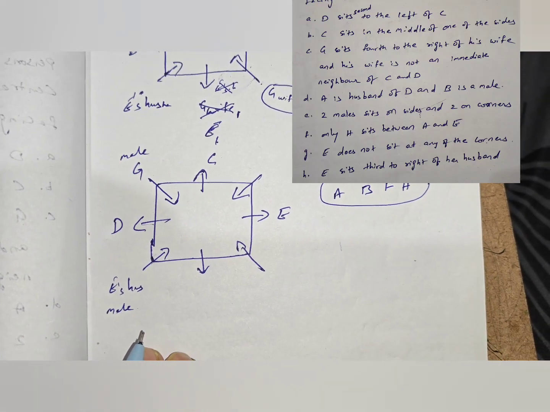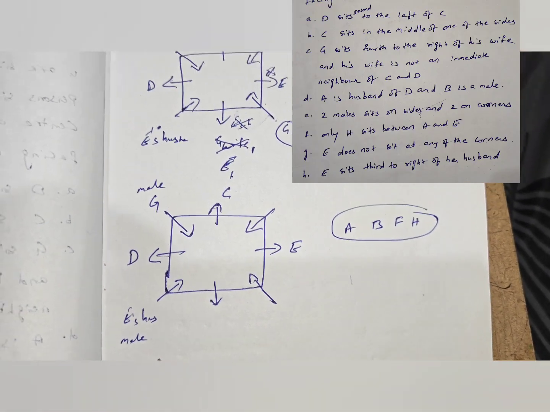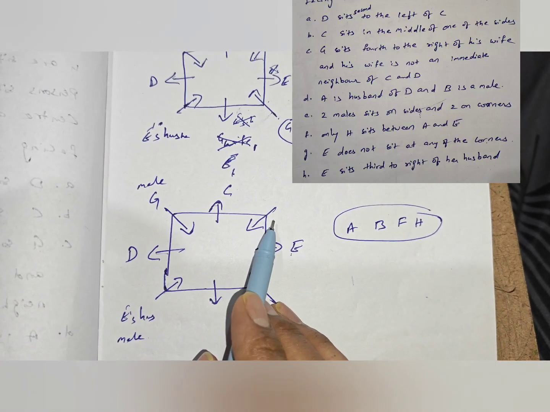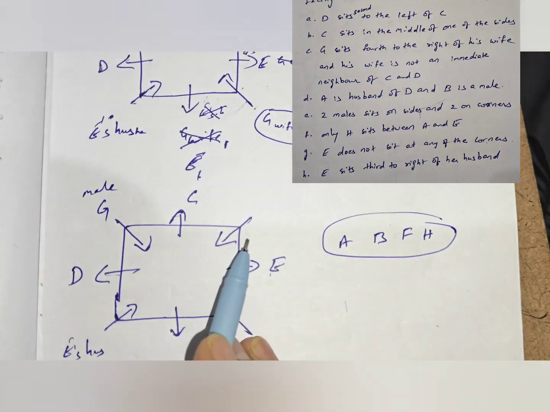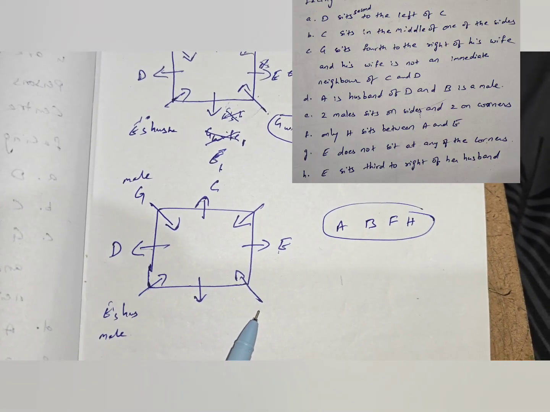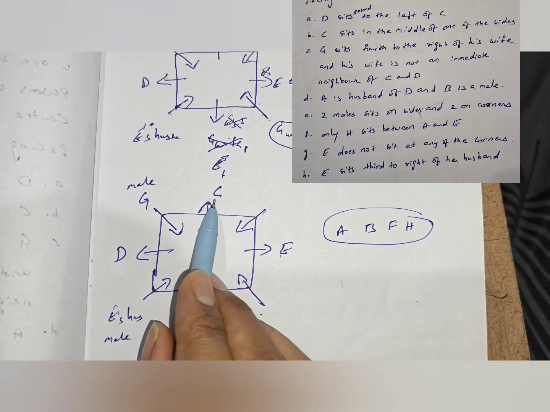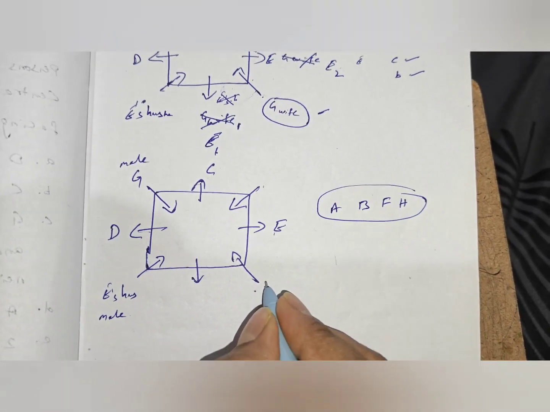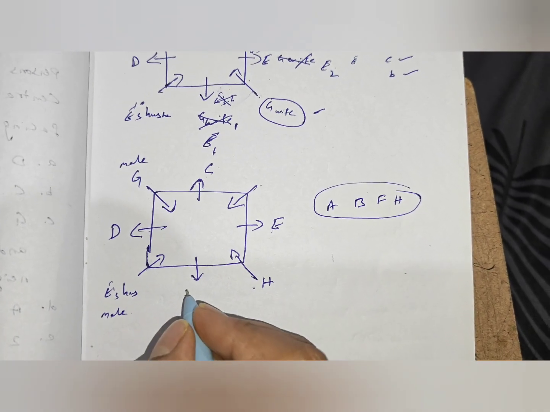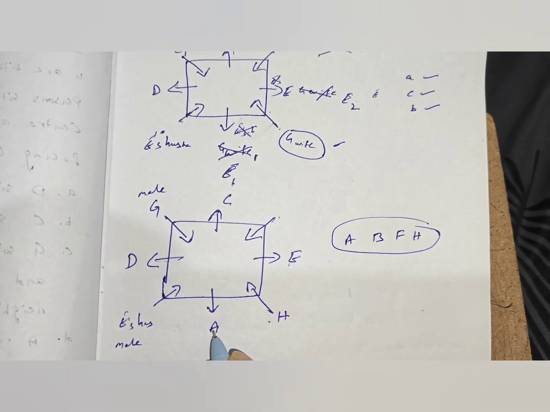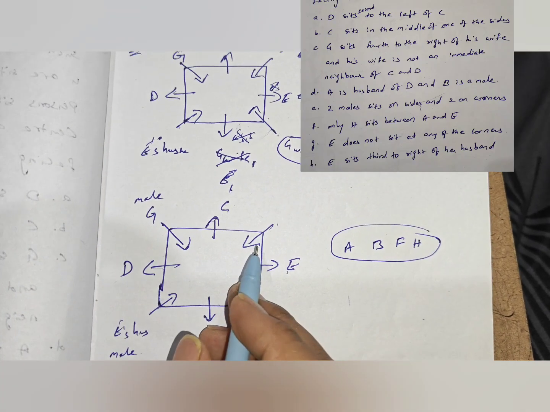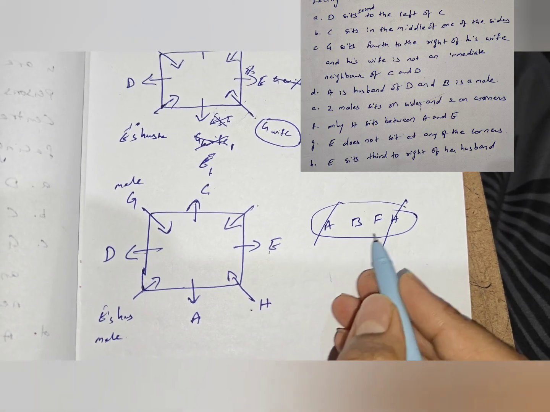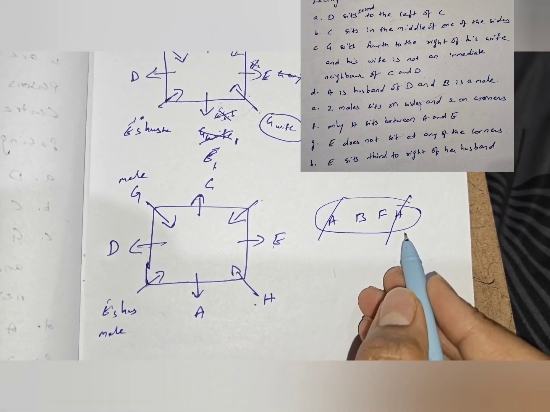Look at the statement F. Only H sits between A and E. Here already E is fixed. If only H is sitting between A and E, it means H can be here or here. If H is sitting here, then A should come here, but here it is already C. So we will write H here and A here. Now we have two places. A is already written, H is already written, B and F are to be ascertained now.